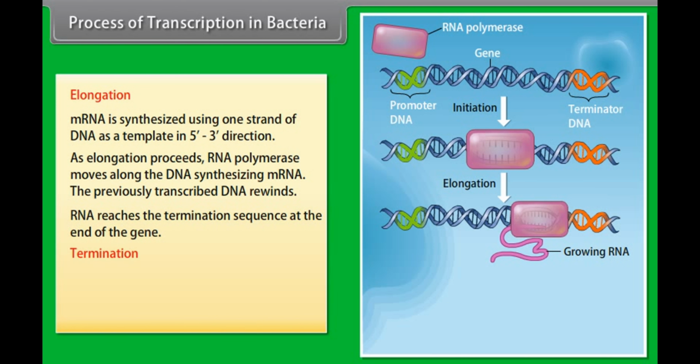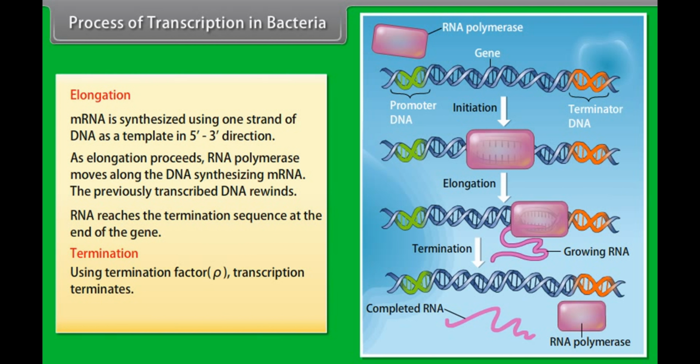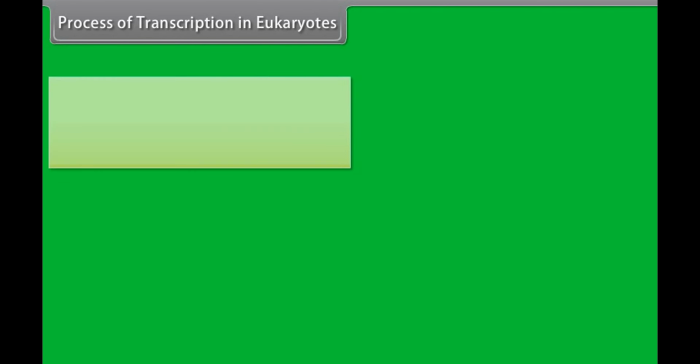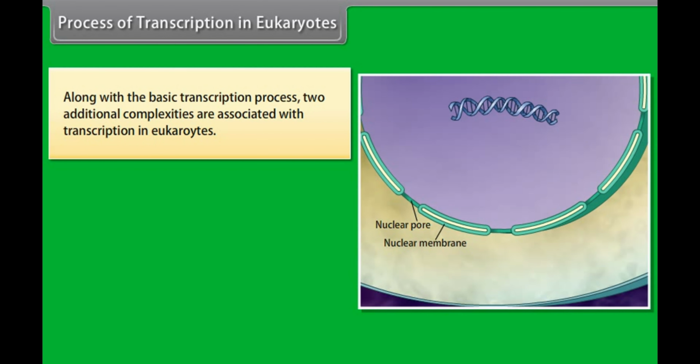Termination. Using termination factor, transcription terminates. mRNA and RNA polymerase are released. Process of transcription in eukaryotes. Along with the basic transcription process, two additional complexities are associated with transcription in eukaryotes.